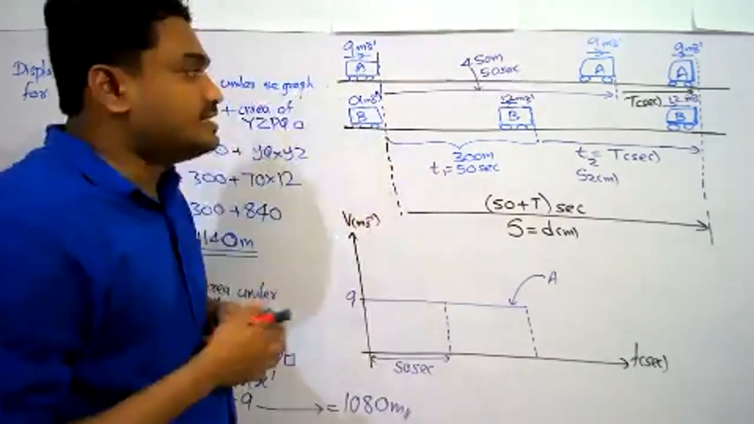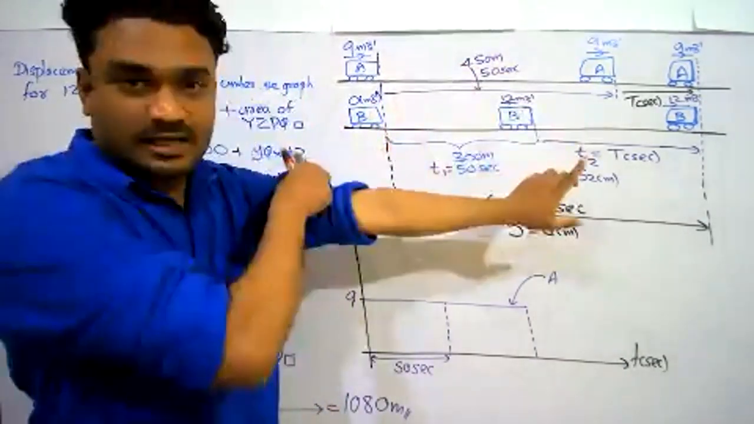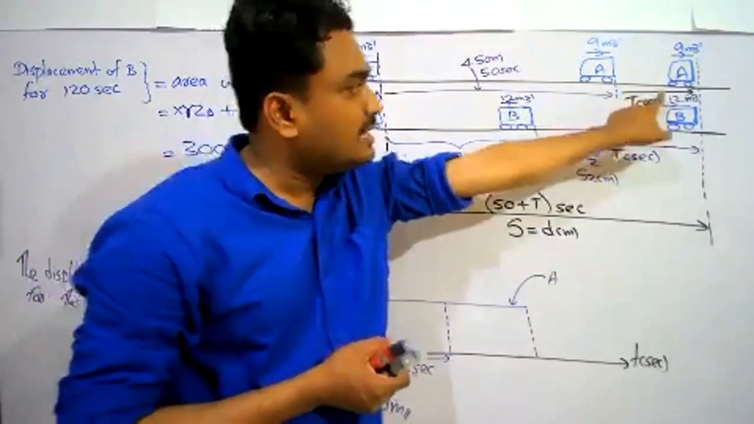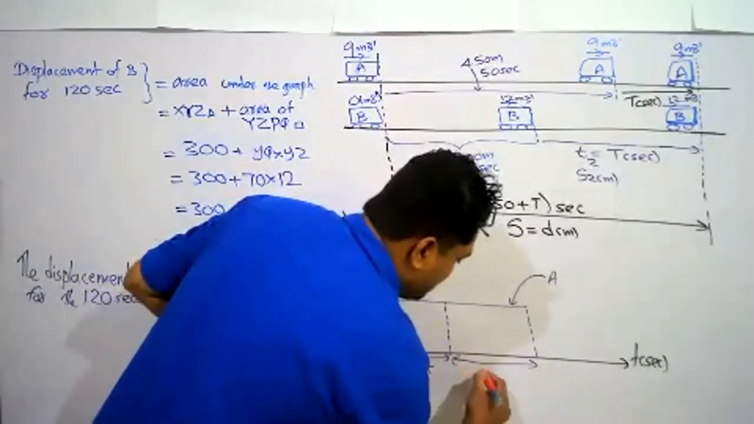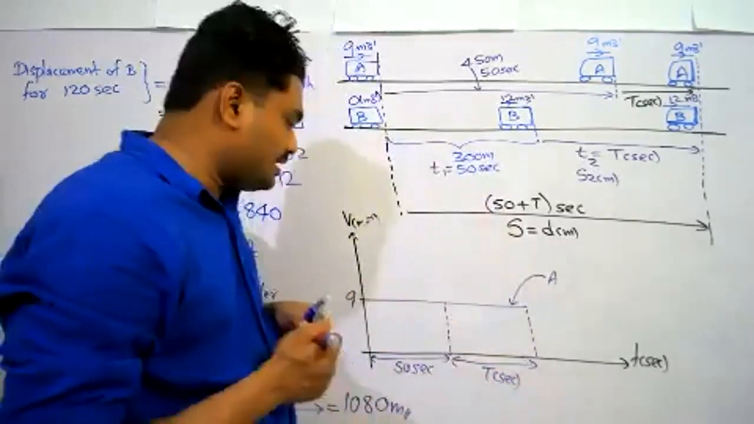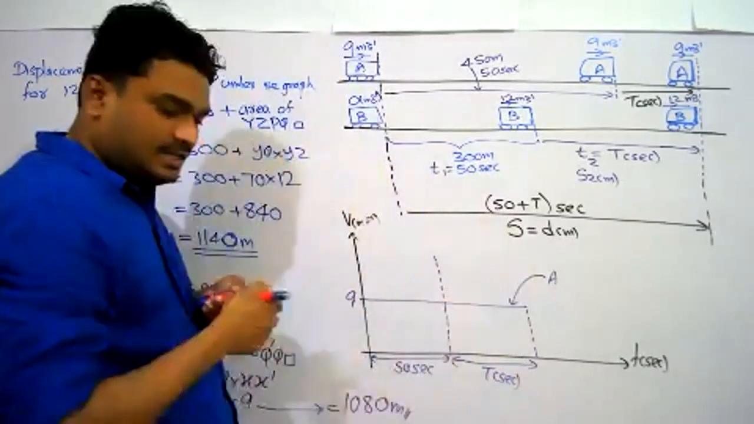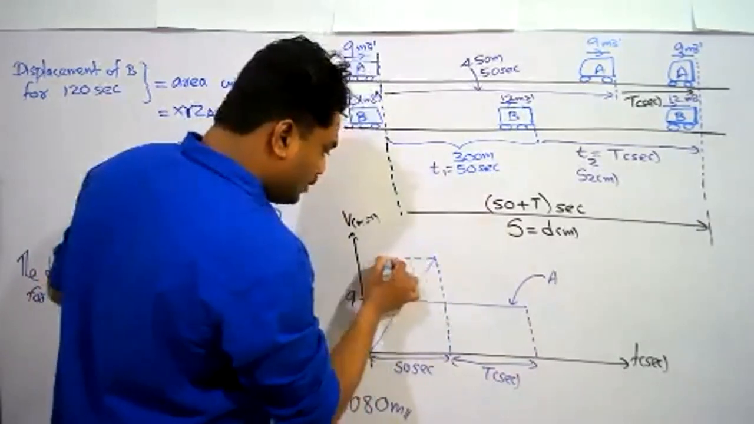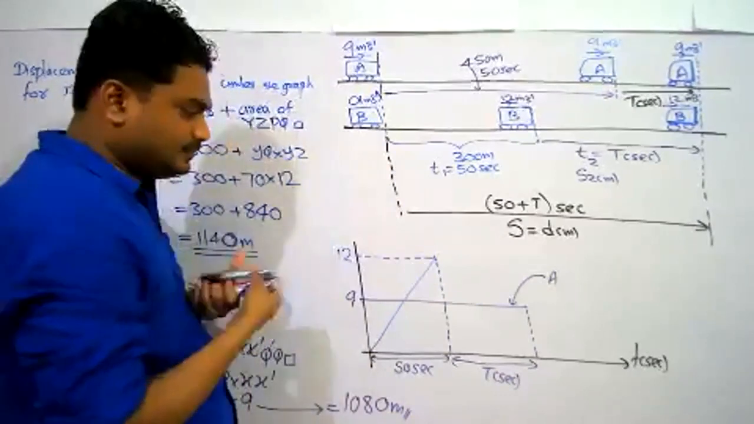So after 50 seconds, A has a displacement of 450 meters, B has a displacement of 300 meters. After 50 seconds, we have considered another capital T seconds. So within the next capital T seconds, A travels with the velocity of 9 meters per second. But what about B here? If you consider B, it accelerates during the first 50 seconds and it obtains a velocity of 12. What is the story of B here?